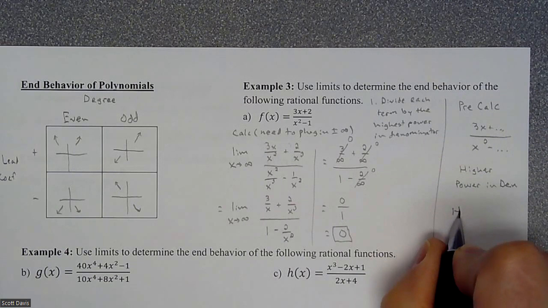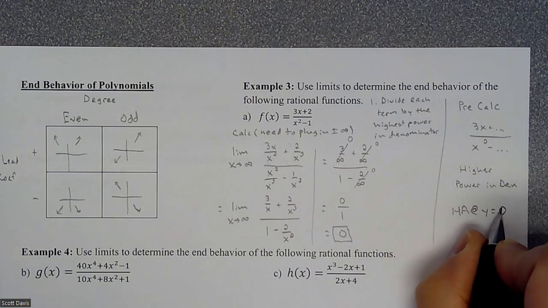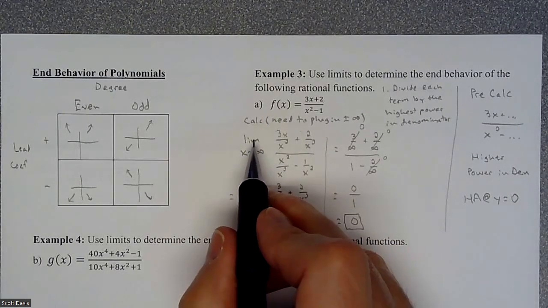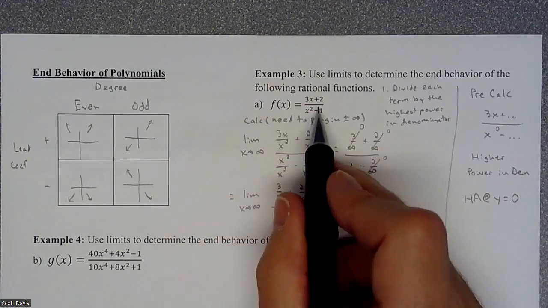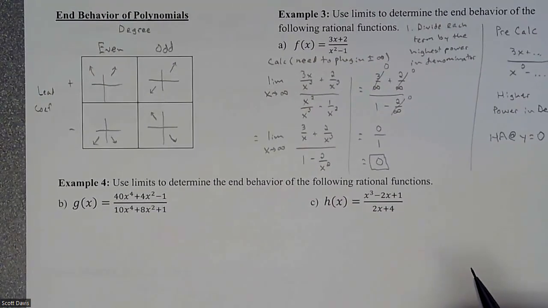So then our horizontal asymptote would be at y equals 0, which 100% agrees with our calc way of doing it. But in a limit, we also always have to plug in a value. So we have to manipulate this in a way that we can plug in a value to actually justify that we're getting a value of 0.